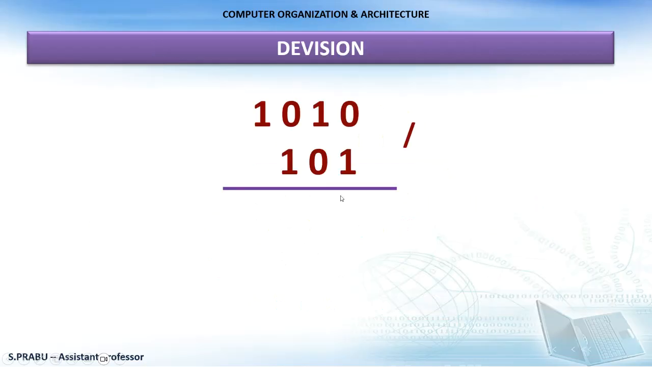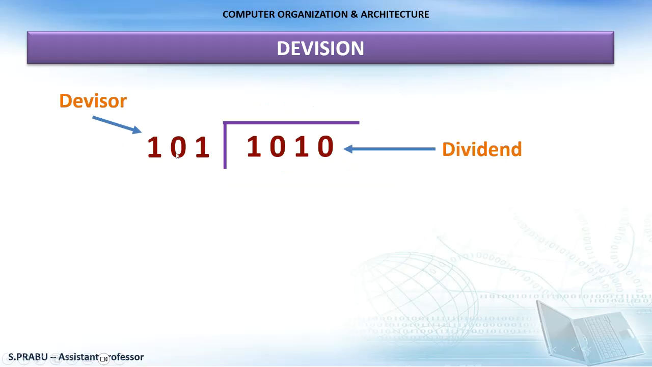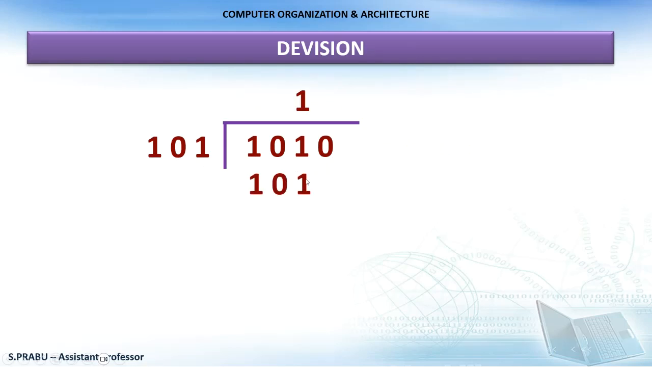Then the last arithmetic operation is division. Here the first number is called the dividend and the second number is called the divisor. You can do the division operation as we do with decimal numbers. So I can put 1 into 101, 101. Then I do the simple subtraction process. 101 minus 101, I can get 0. Then I bring the 0 here. 101 cannot fit this number, so I put 0 in the quotient part. So this is the result. Quotient is 10 and remainder is 0.